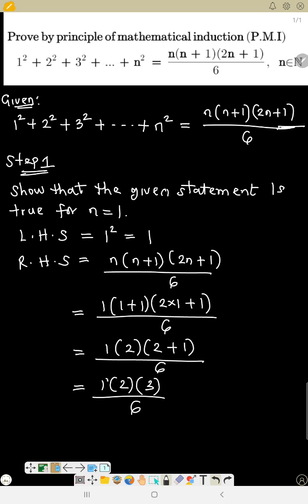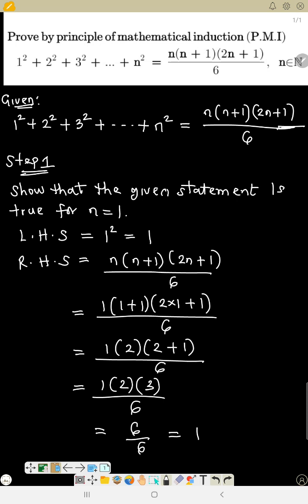So this is like saying 1 times 2 times 3. So 1 times 2 is 2, 2 times 3 is 6. That is 6 divided by 6, and that is 1. So we have seen that for n equals 1, left hand side equals 1, right hand side is also equal to 1. So that means the statement is true for n equals 1.